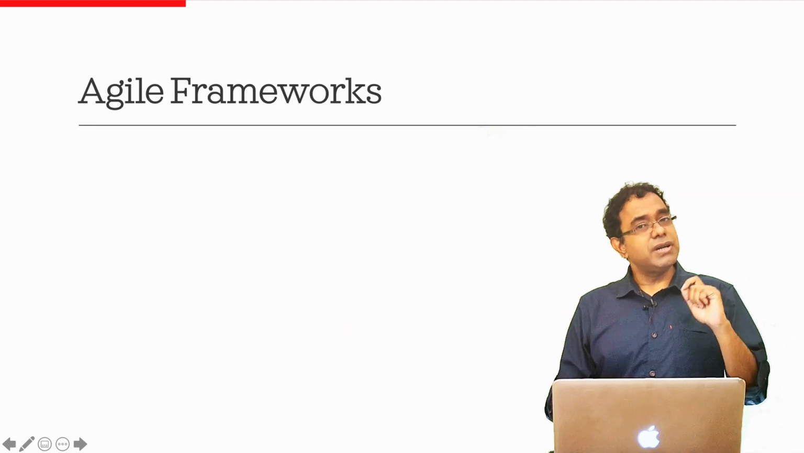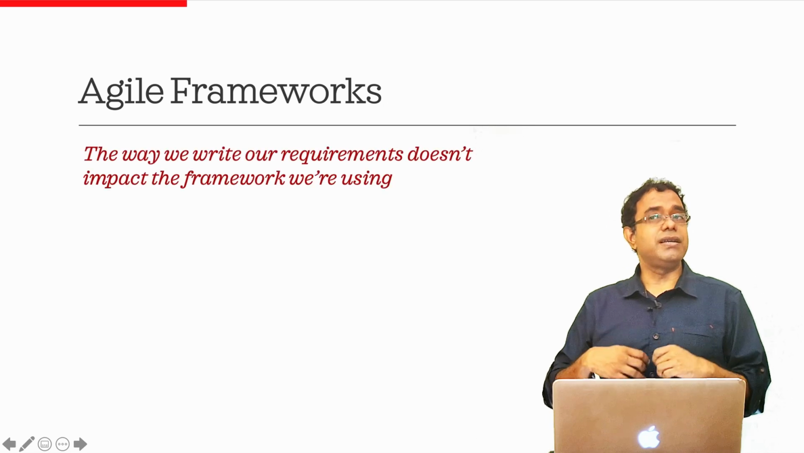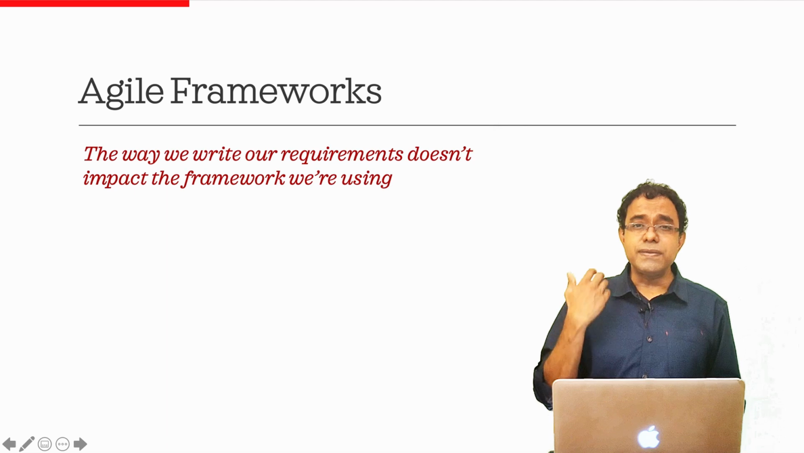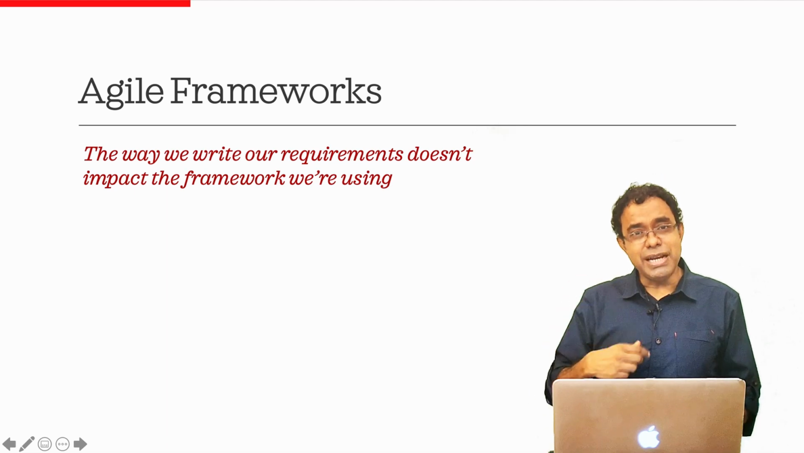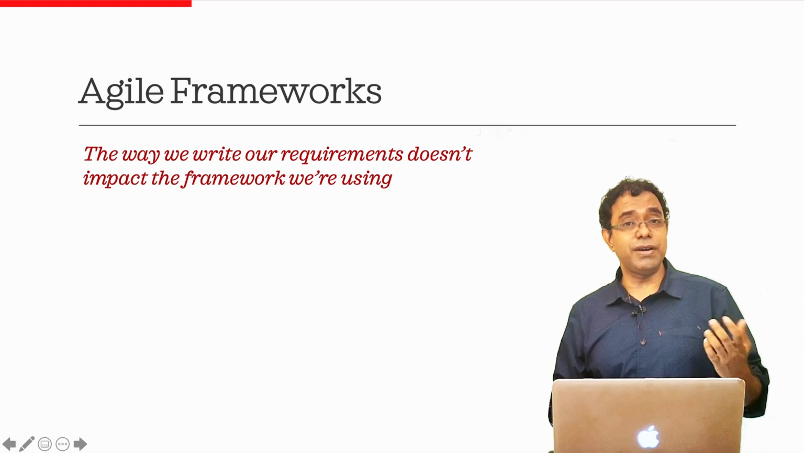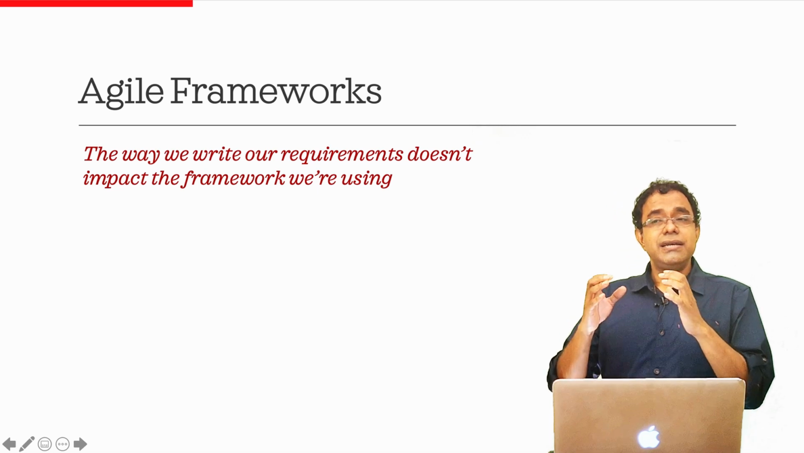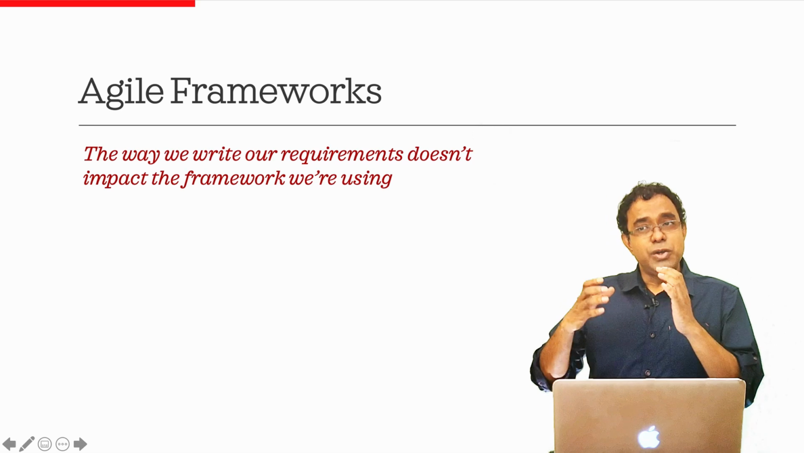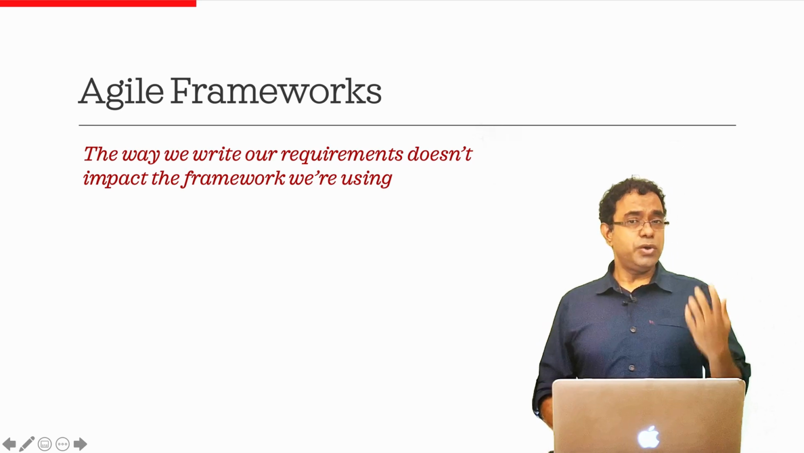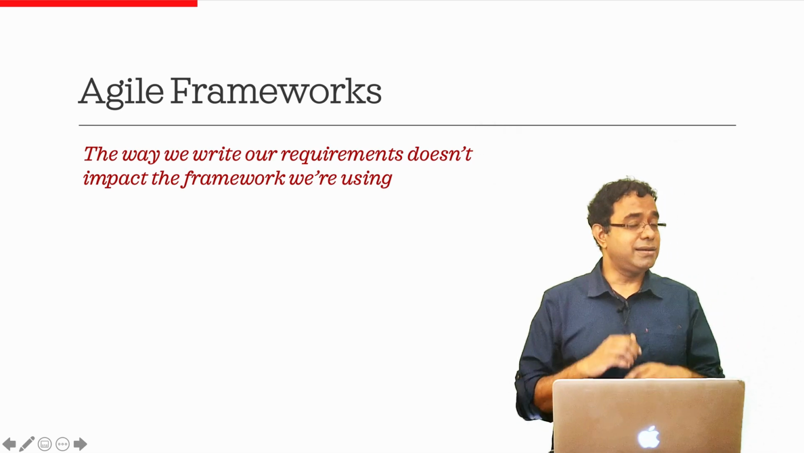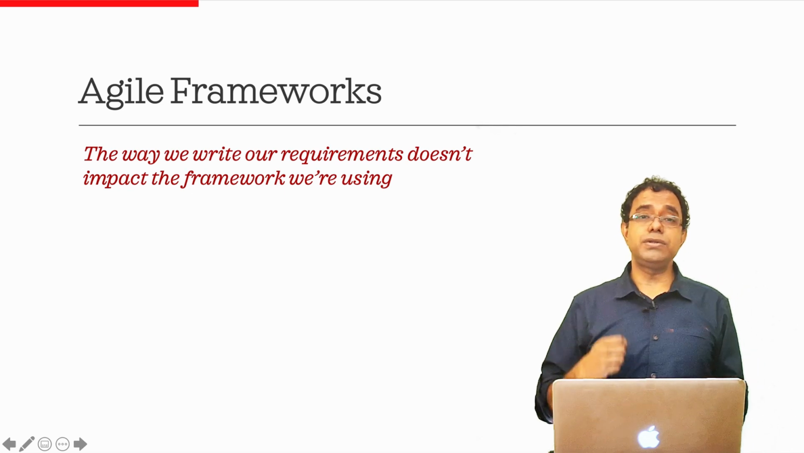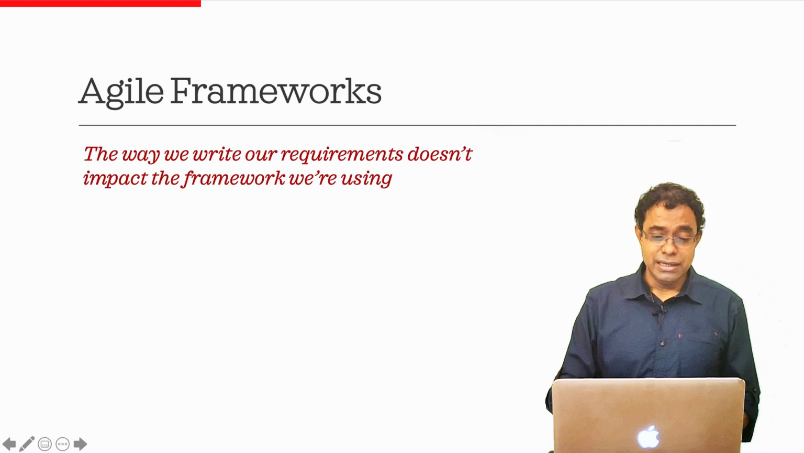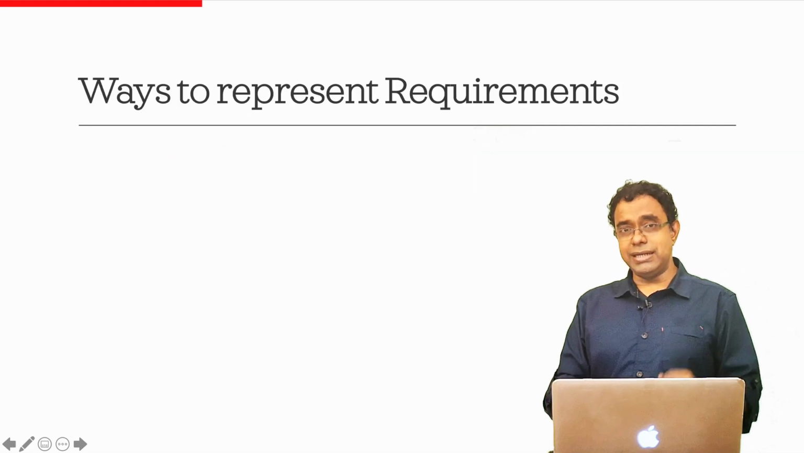So let's talk about other agile frameworks. People are using different types of agile frameworks, and they might talk about user stories or some other way of writing requirements, but the way you write requirements has nothing to do with your agile framework. Your agile framework will not be impacted in any way if you choose to write requirements differently than user stories. Now there are two ways to write the requirement.